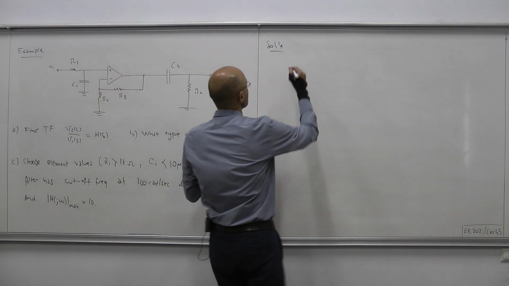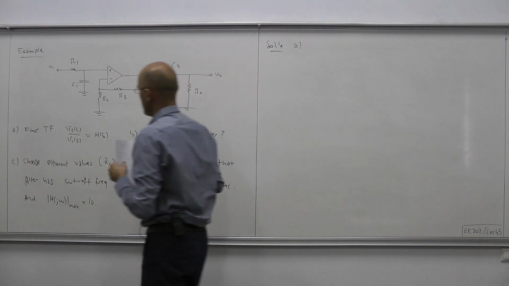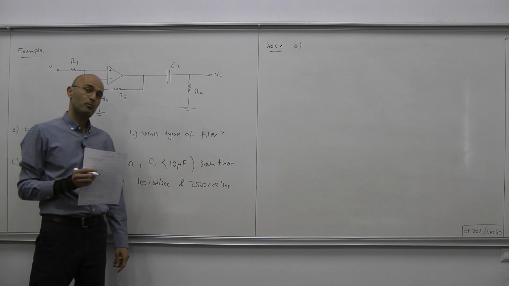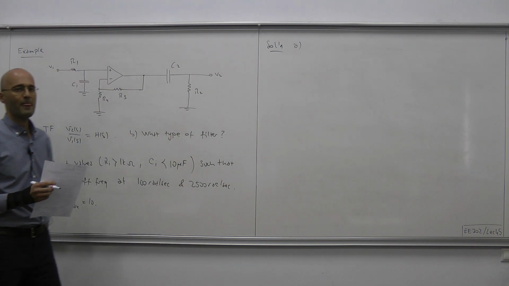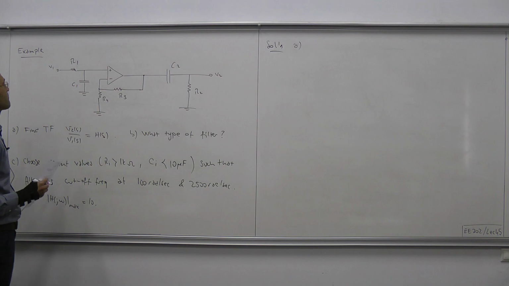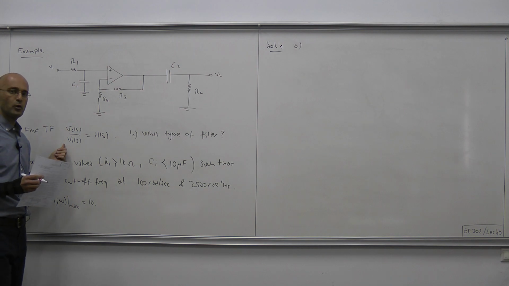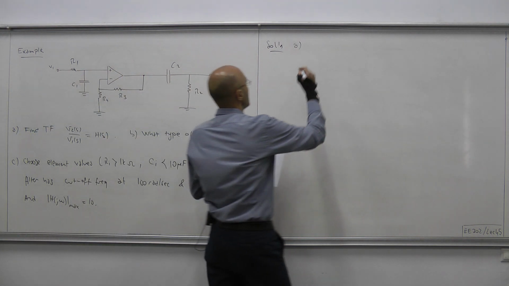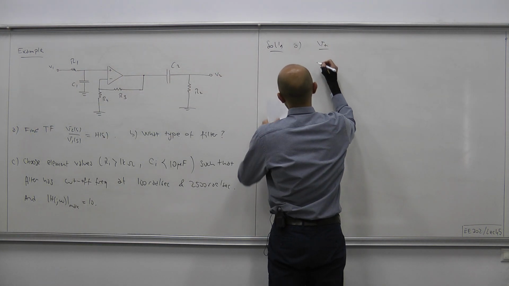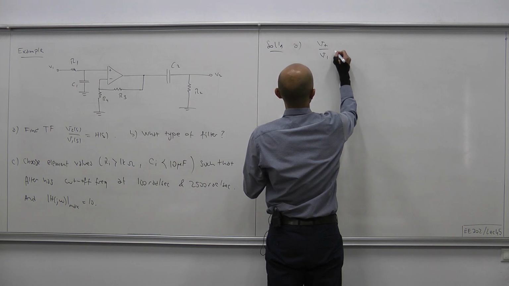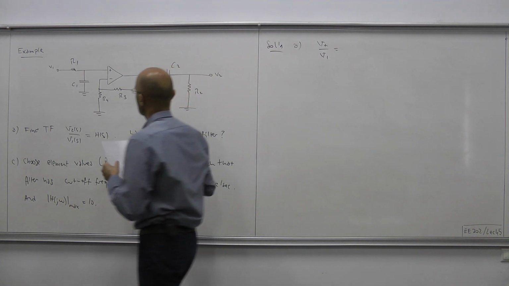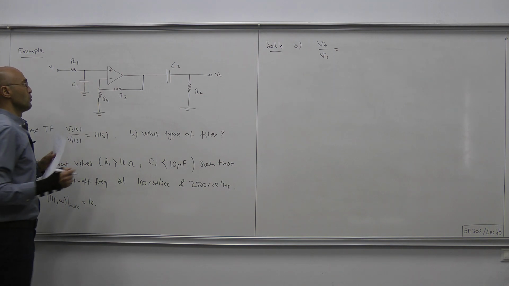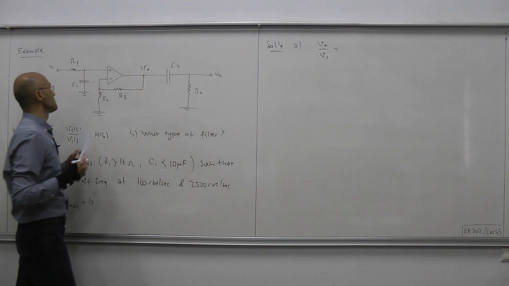So to obtain the ratio V2 to V1, let's obtain first the sub-ratios and then we can just take their product to obtain the ratio that we're looking for, which is our transfer function. What I mean by that is the following. We have in S domain V plus over V minus equals. Okay, so V plus is this node voltage. This is V out.